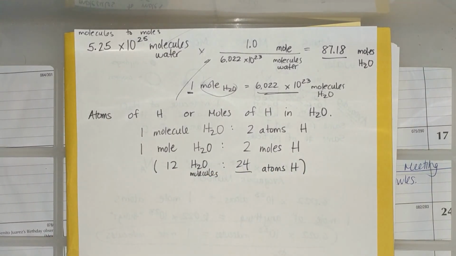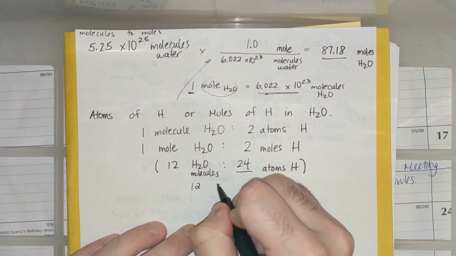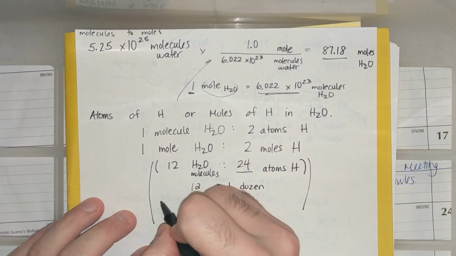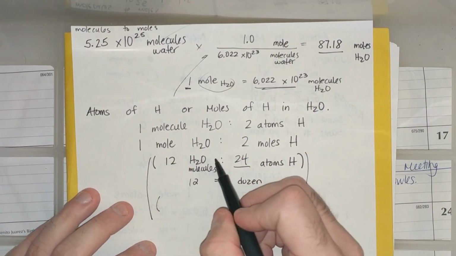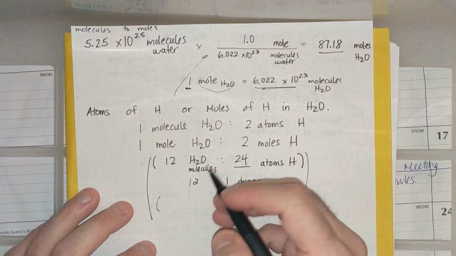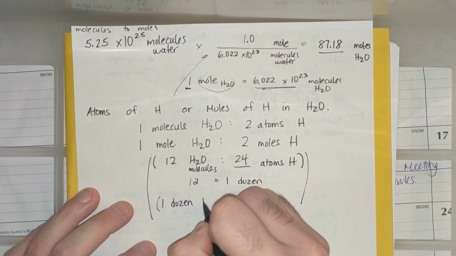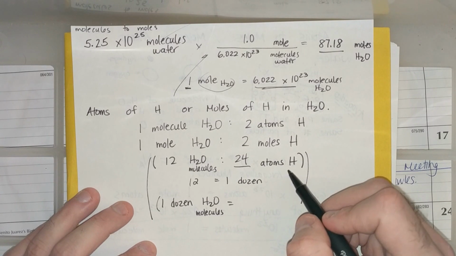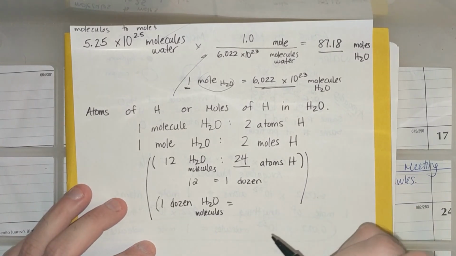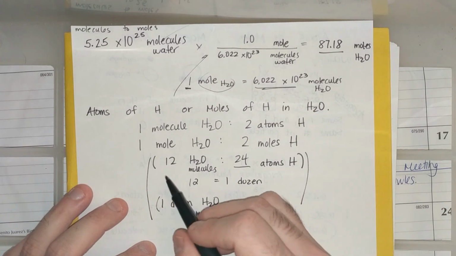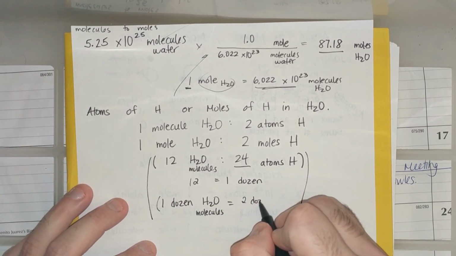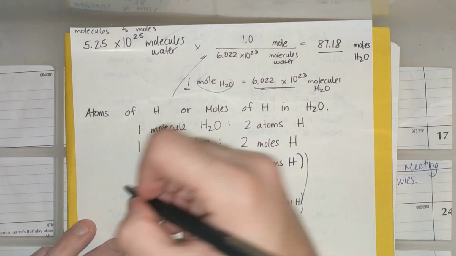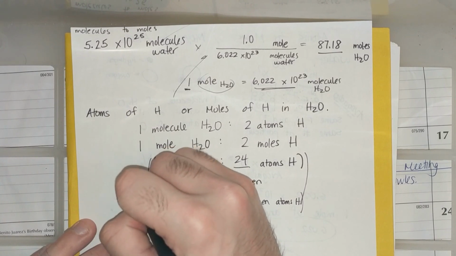But what if I called it a dozen? We know that 12 is equal to 1 dozen. So still going along with my analogy, if I had 12 H2O molecules, how many dozen is that? Well, that's 1 dozen H2O molecules. If I had 24 atoms of H, how many dozen atoms of H do I have? Well, if you know that 12 is a dozen, 24 must be 2 dozen atoms of H. So this is just an analogy of how you could do that.